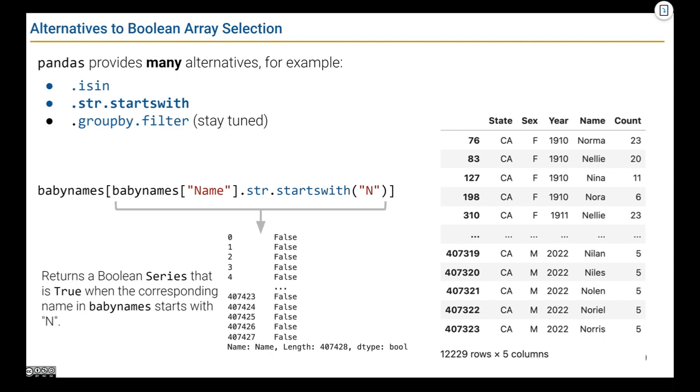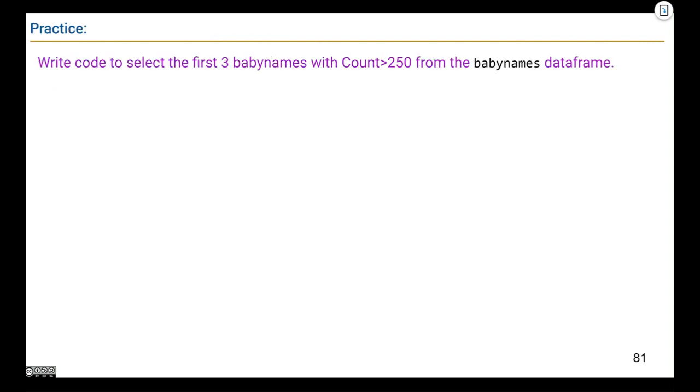Let's try writing code to select the first 3 baby names from your baby names data frame with count greater than 250. And you can leave it sorted as it is when we loaded it in. It was sorted by year, so leave that as it is. But see if you can do this and just grab it out. Go ahead and put it on pause if you need to.